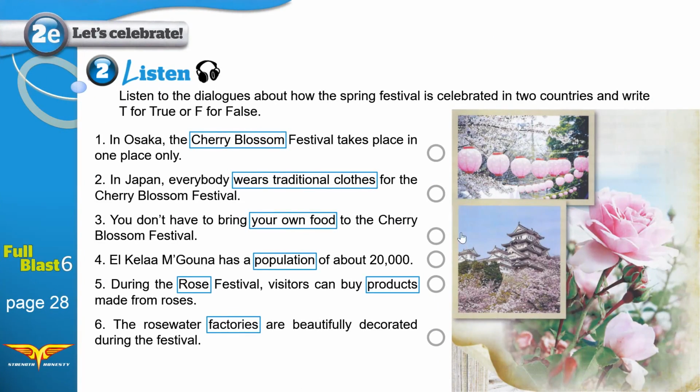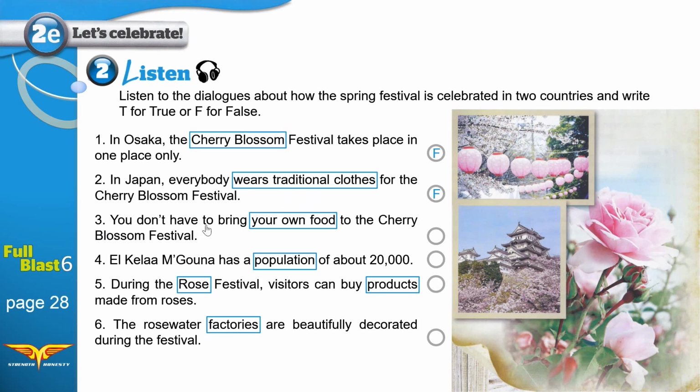Back to the statements. Now, let's see if the first one is true or false. In Osaka, the Cherry Blossom Festival takes place in one place only. That is false. Cherry blossom trees are something very special for the Japanese people. Not only in Osaka, no, in the whole of Japan. Two. In Japan, everybody wears traditional clothes for the Cherry Blossom Festival. That is false. Some people do that, but you don't have to do it. Not everybody. No, some people do that.